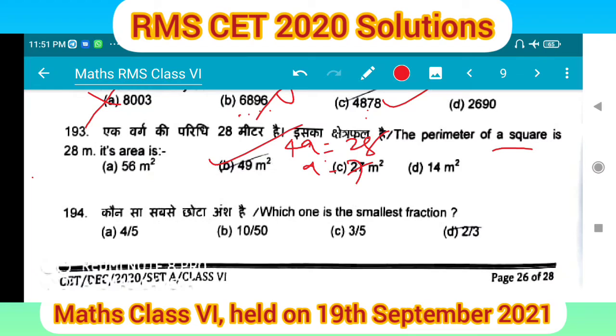Which one is the smallest fraction? See, 4 by 5 means the denominator is 5 here, and here the denominator is 5, and here it is 3. So it becomes 1 by 5 if we cancel the zeros. And when comparing the fractions, here is 4 and here is 1, here is 3, here is 2. Which one is the lesser one? This one. So this is the smallest fraction, right?